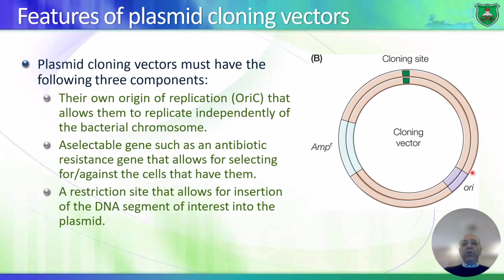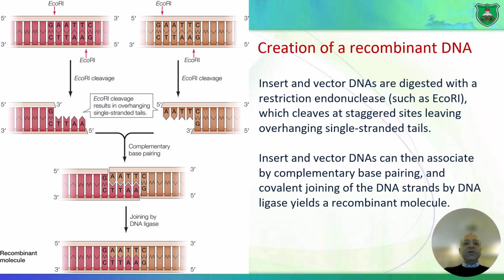An origin of replication, so that they can replicate independently of the rest of the bacteria; a cloning site, a restriction site that can be cleaved by restriction endonucleases, so we can insert the DNA piece of interest; and the antibiotic resistance gene, so that only bacterial cells that contain the plasmid would survive if we add an antibiotic to them. So that's basically what we do.